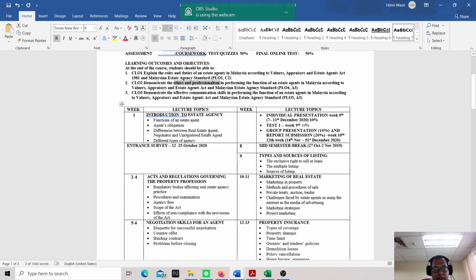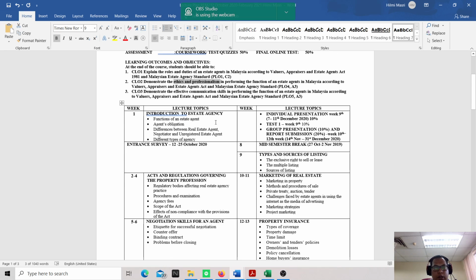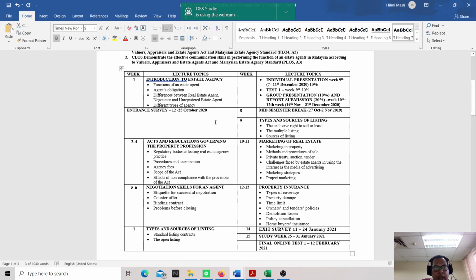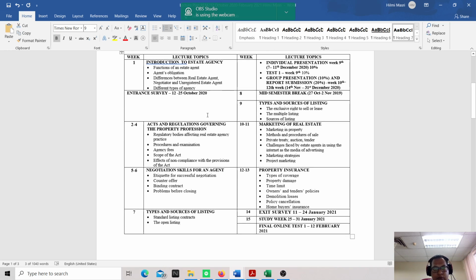Okay, so in the first week you will be introduced to estate agency, and you will learn about the functions of an estate agent, an agent's obligations, the differences between a real estate agent, negotiator and unregistered estate agent, and the different types of agency. Afterwards you also need to fill in the entrance survey from 12th until 25th of October 2020.